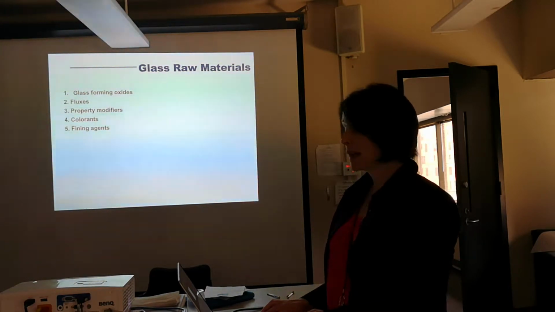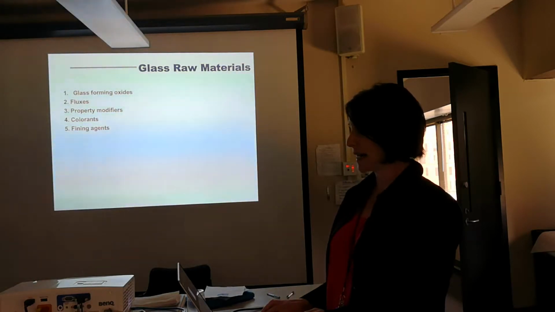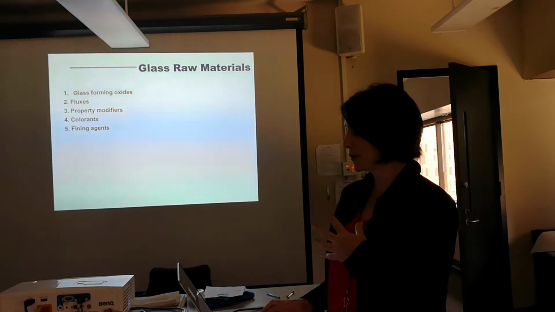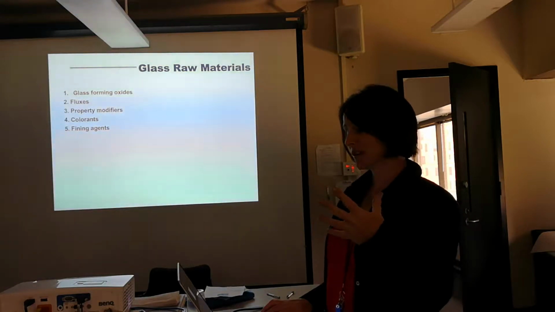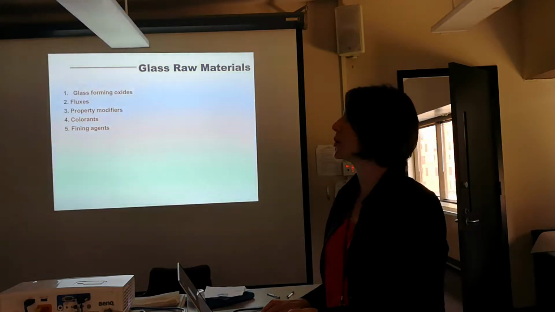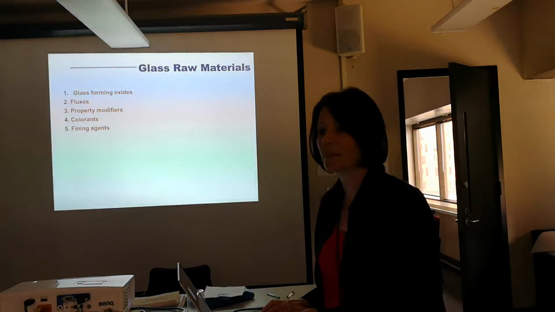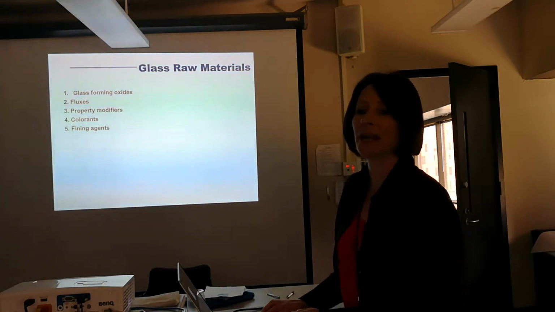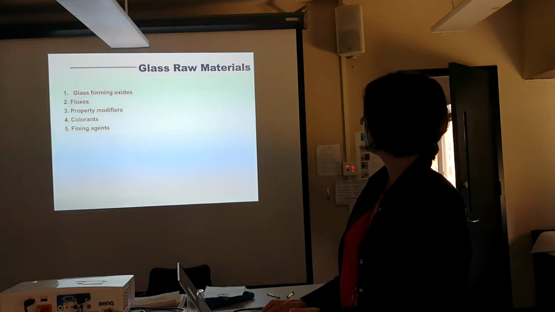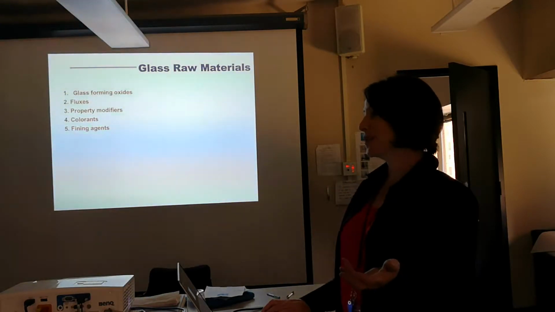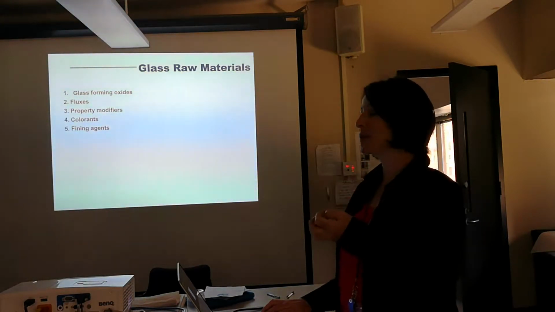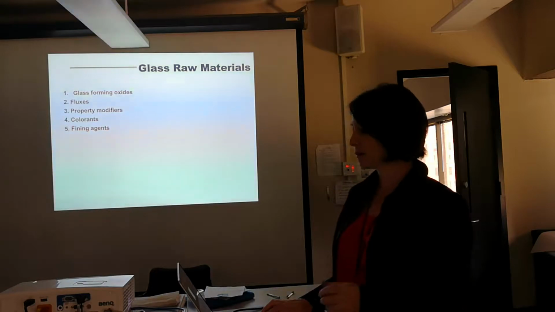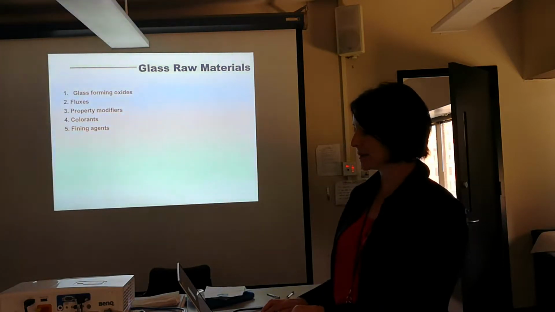There are property modifiers which are added to tailor really the chemical durability, the expansion, the viscosity of the glass. Those are more metals. Calcium, aluminum are the predominant metal oxides. Then there are colorants. If you're going to color the glass, those are very minor additives, less than 1% of the weight. Think back to the Forbes pigment collection. Those are the types of things that you would mix in with the glass to make different colors.